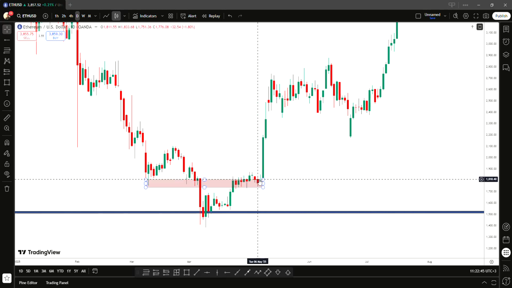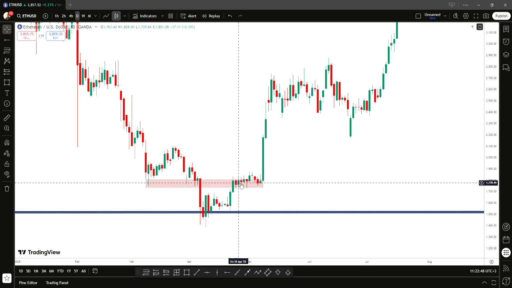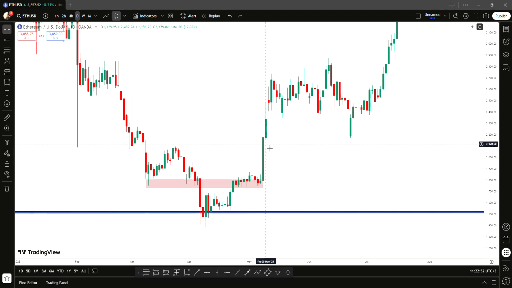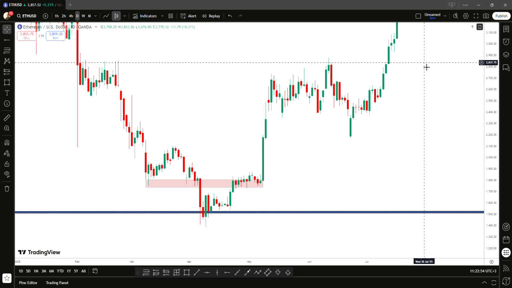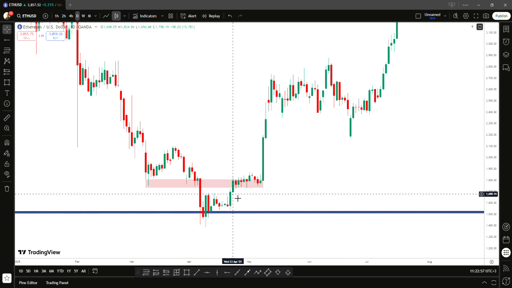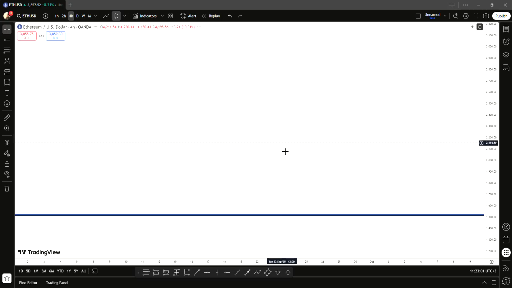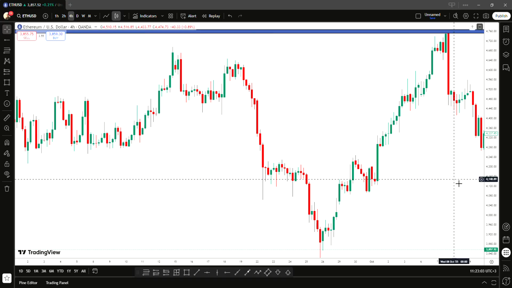So where do you take your entries? On the left shoulder, on the right shoulder. This is where you take your entries, and you would have taken your entries around here. Price ranged for days, then started shooting to the upside. So the daily has given us an inverted head and shoulder. Good. Then you come to the 4-hour.